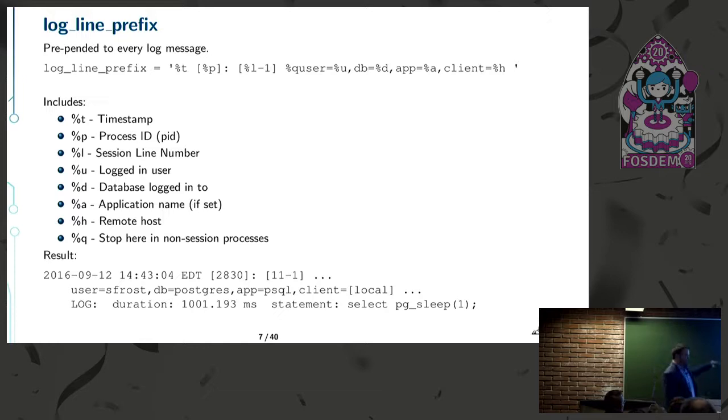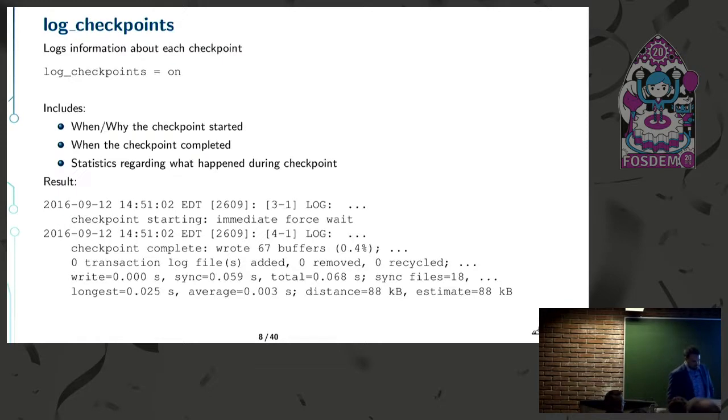But the whole point here is to give you things like a timestamp and a process ID, who the user was, what the database was, things like that, so that you can actually parse this information out and do queries like per user or queries per client, things like that kind of information. And this is an example of what you'll see when you start adding a log line prefix like that into your log files.